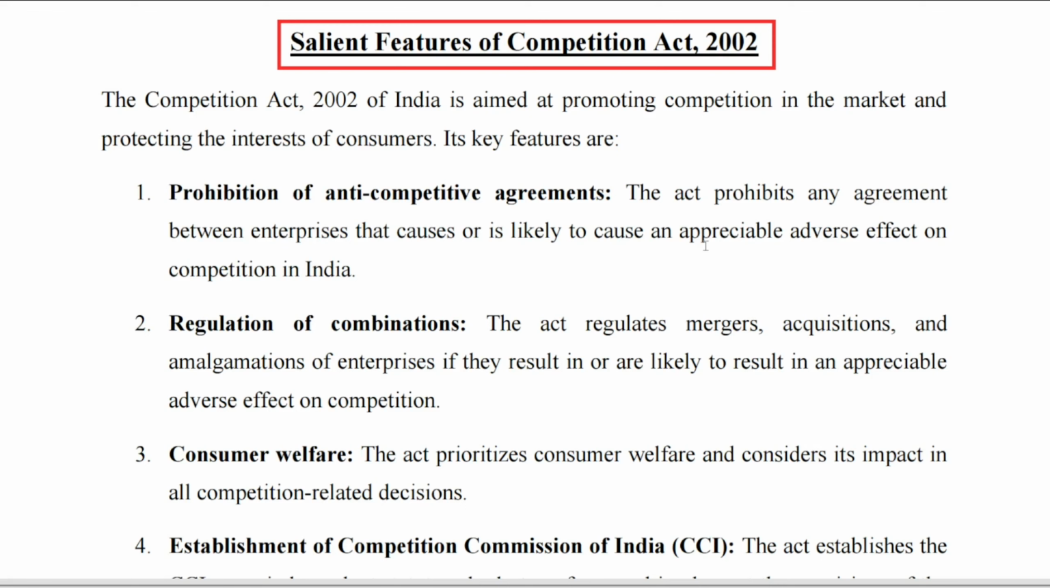The act prohibits any agreement between enterprises that causes or is likely to cause appreciable adverse effect on competition in India. Second point, regulation of combinations. The act regulates mergers, acquisitions, and amalgamations of enterprises if they result in or are likely to result in an appreciable adverse effect on competition.